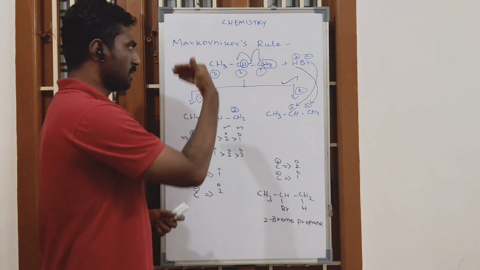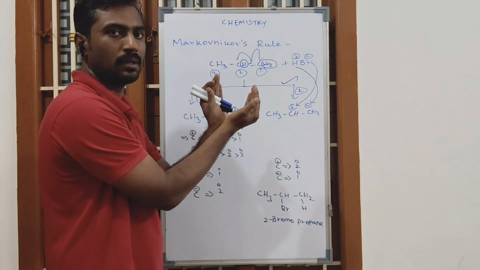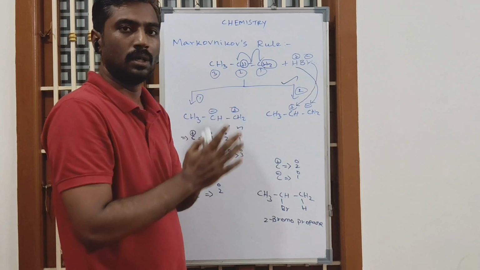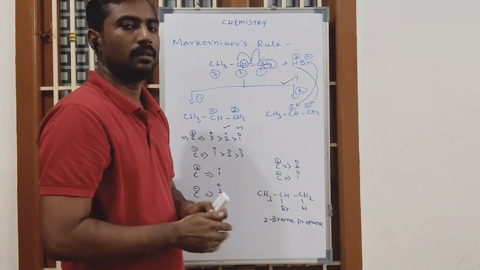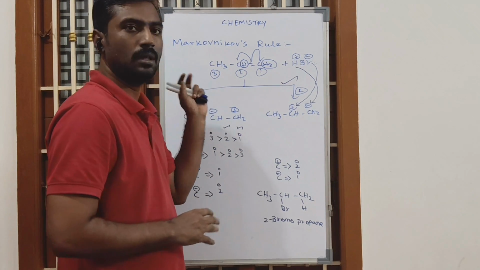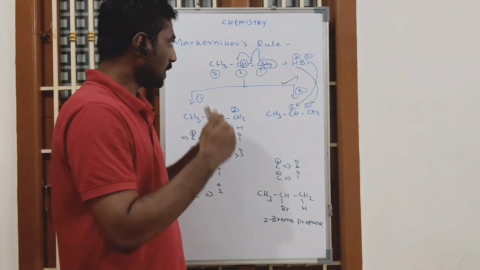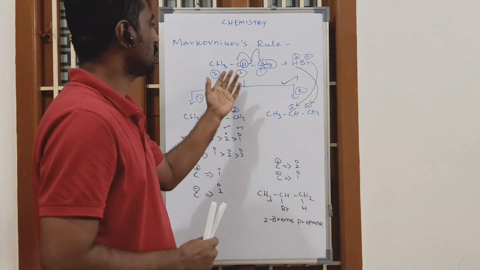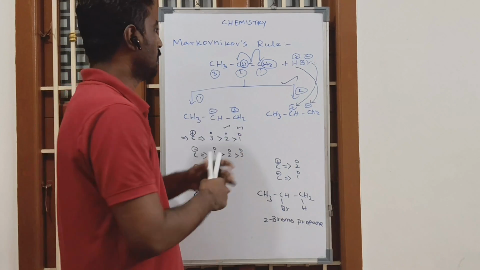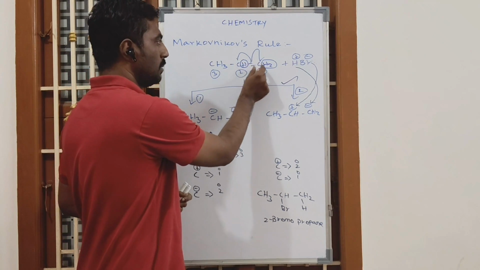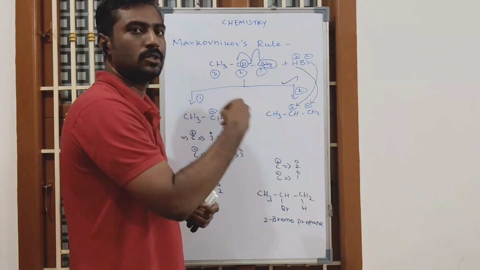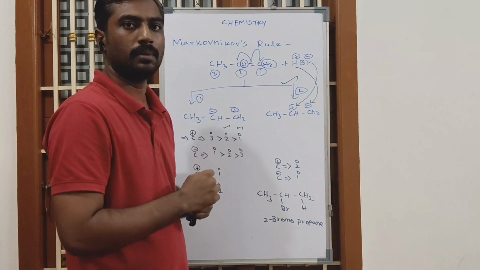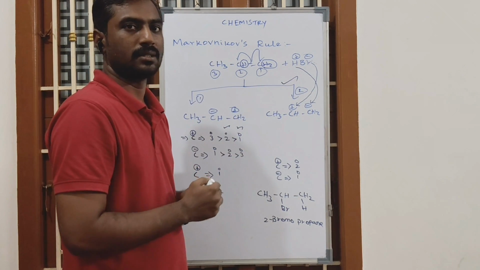I have given a very simple compound. As long as you are writing, you just remember only one rule. If it is symmetrical, you don't have to go for Markovnikov's rule at all. If it is an unsymmetrical alkene, you should immediately remember Markovnikov's rule. Along the double bonded carbons, the hydrogen gets attached to the carbon that has more hydrogens. Okay, thank you.